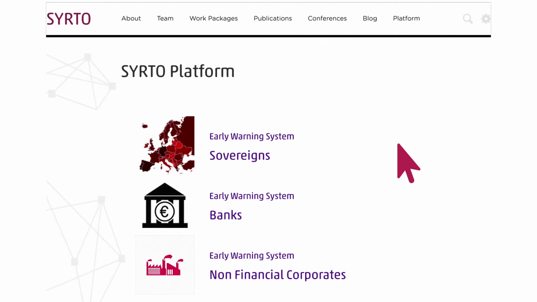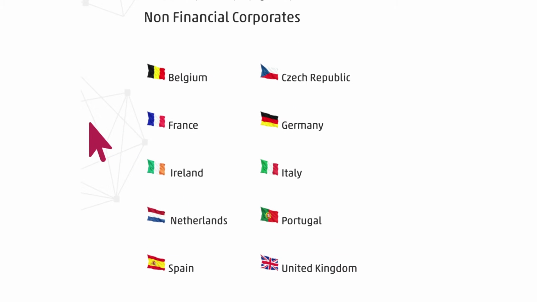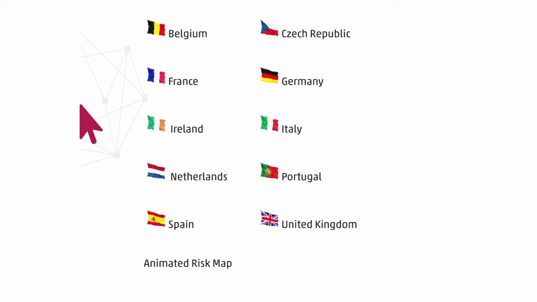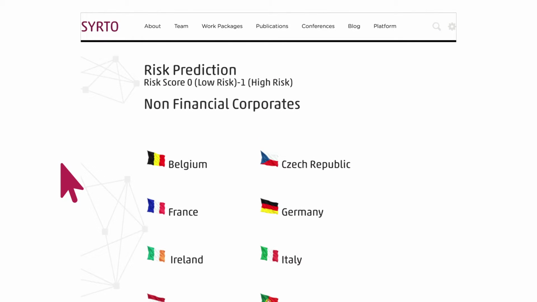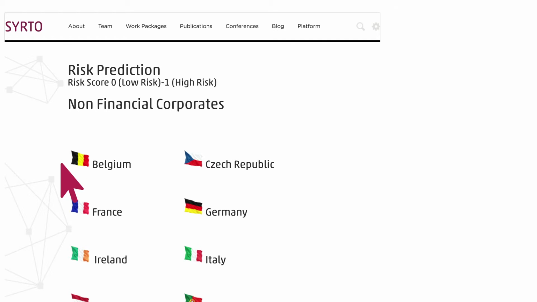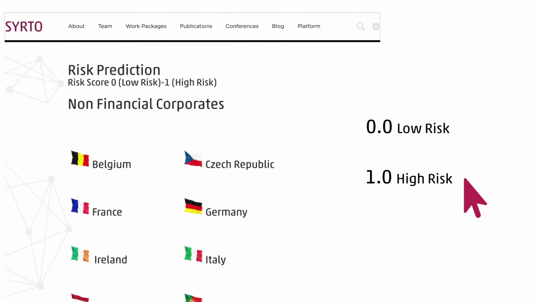For non-financial corporates, we inspected millions of balance sheet data for firms located in the Eurozone. Here, we computed one tree for each country, reporting a risk score ranging from 0, low risk, to 1, high risk. The risk cutoff is 0.5. Values greater than 0.5 are for firms near to default.